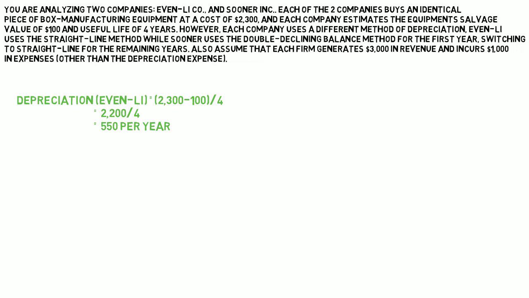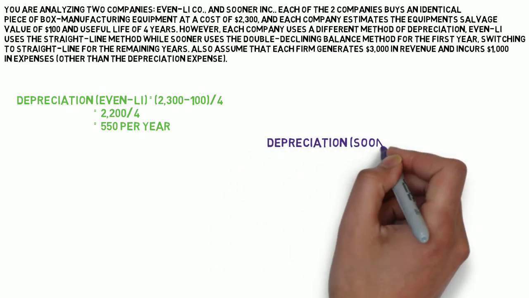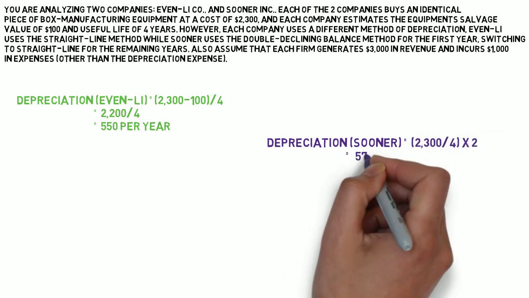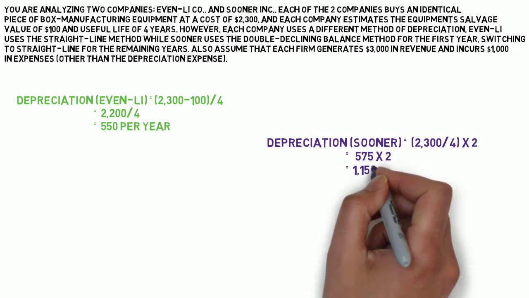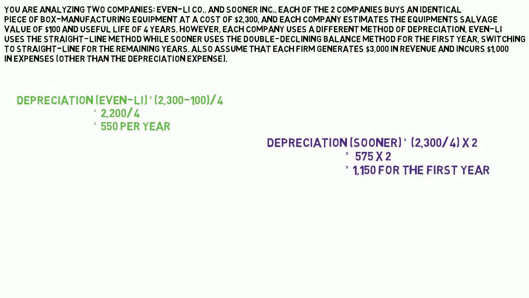Sooner uses double declining method for the first year. The depreciation expense for this year will be calculated as twice the depreciation expense if we were using straight line method, ignoring salvage value. So if we ignore salvage value, the straight line method will result in depreciation expense of $575 per year, which is calculated as $2,300 divided by 4 years of useful life. So the depreciation under double declining method will be 2 times $575 or $1,150 during the first year.